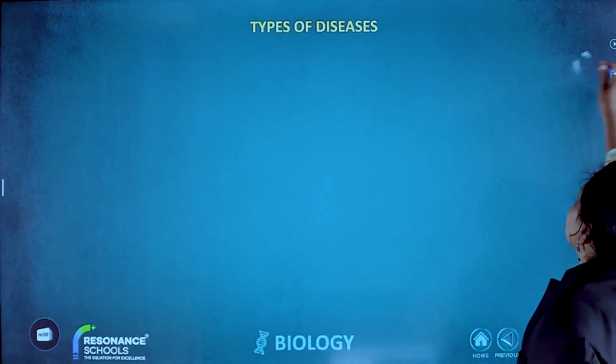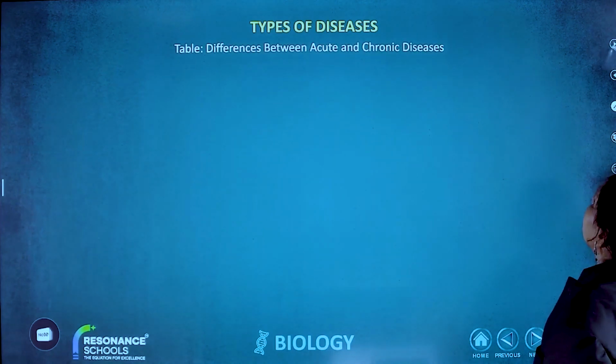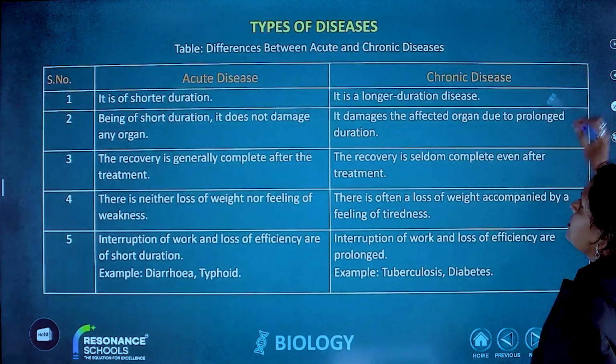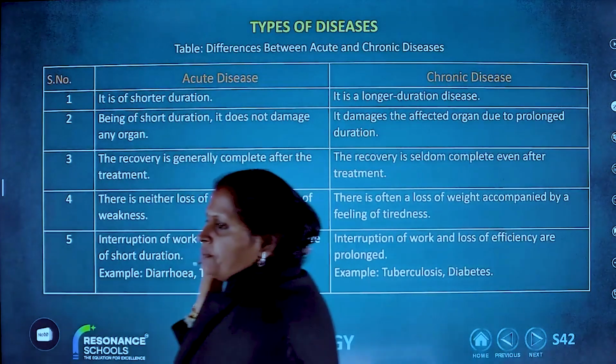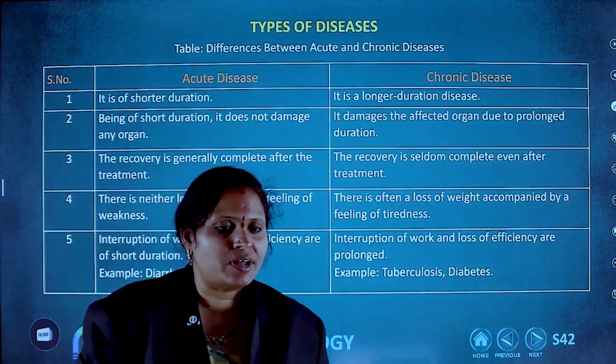Chalo. Next, what is the next one? Differences between acute and chronic disease. What are the differences between acute and chronic disease, which is very, very important?